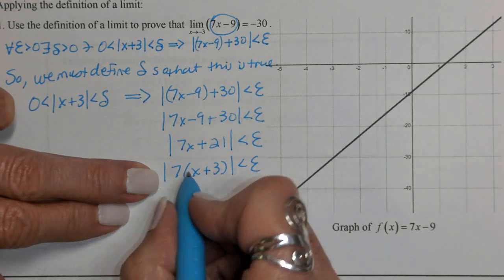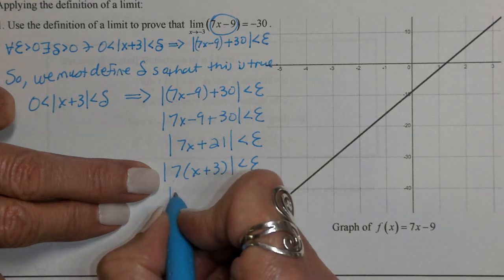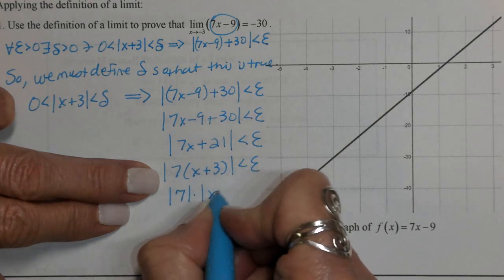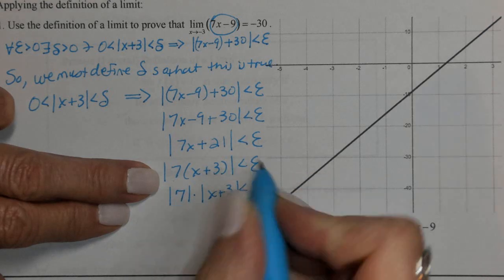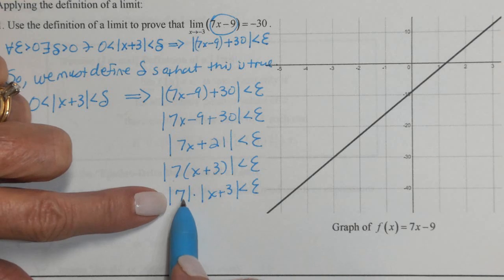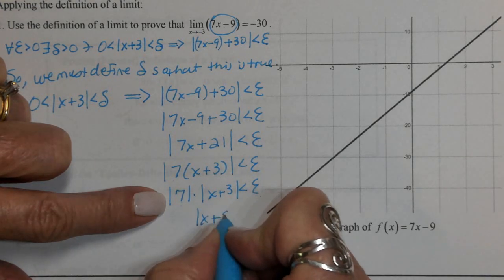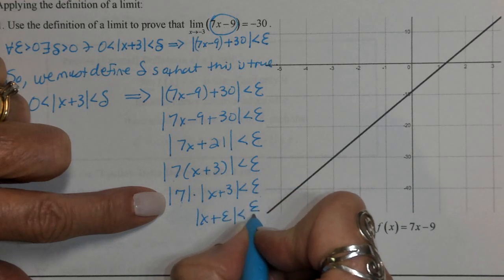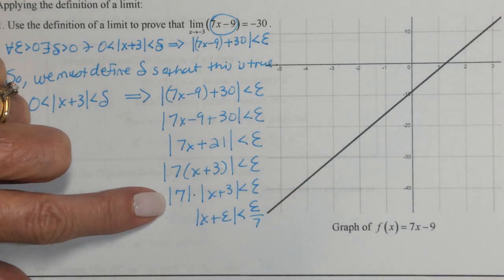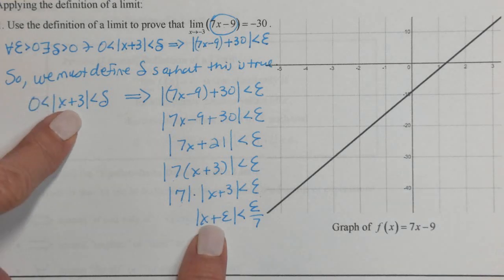And then I have the absolute value of a product. And the absolute value of a product is the product of their absolute values. So this becomes that. But the absolute value of 7 is just 7. And I can divide both sides by that 7. So I have the absolute value of x plus 3 is less than epsilon over 7. Well, this is great because that's exactly what I have over here. That's exactly what I was looking for, right?